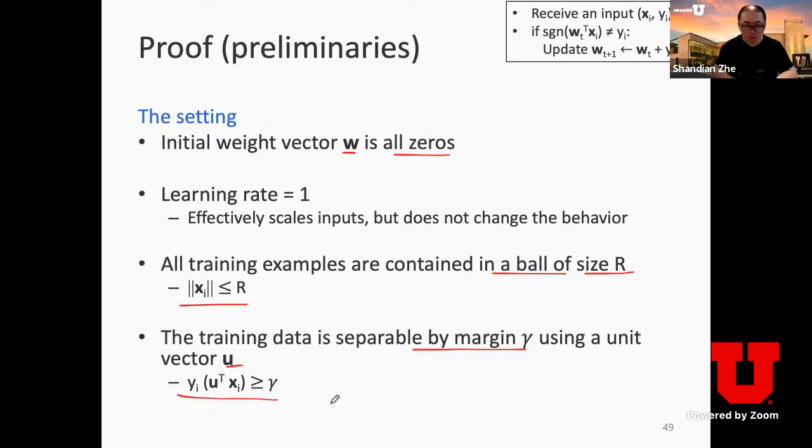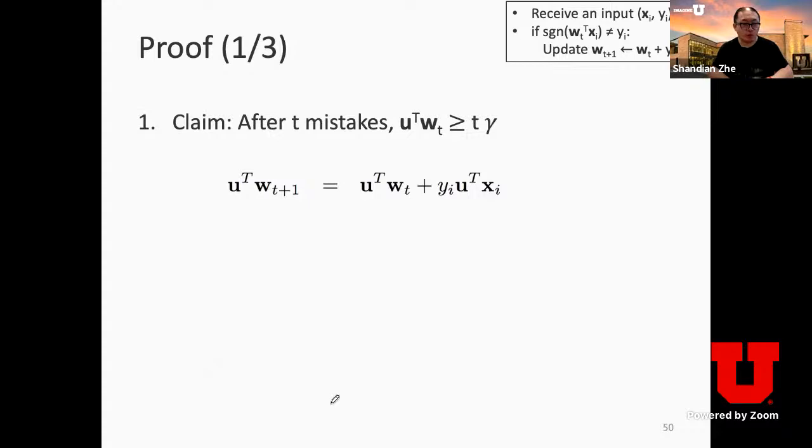So to prove the Novikoff bound theorem, we're going to use 3 steps. The first 2 steps give us 2 inequalities, and the third step is to simply combine them together through a third inequality, and then we just solve the new inequality to get this bound. So let us look at the first step.